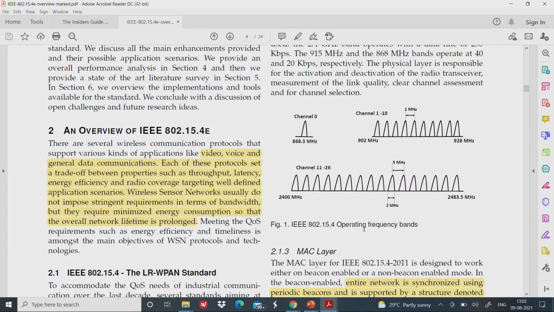Wireless communication protocols, when you talk about it, you have video, voice and data and all this. Essentially you are trying to trade off between several properties such as throughput, latency and energy efficiency with radio coverage, targeting well defined application scenarios, right. See, the wireless sensor networks usually do not impose any requirements of bandwidth, but they require long lifetime. I am sure you appreciate that sentence, because in the sensors world we are always talking about 10 plus years of lifetime for these systems.